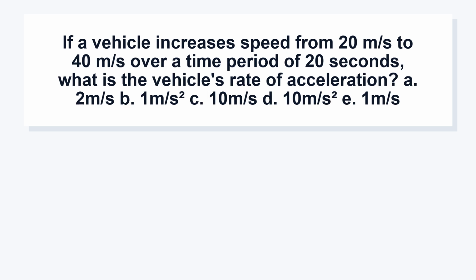If a vehicle increases speed from 20 mph to 40 mph over a time period of 20 seconds, what is the vehicle's rate of acceleration? A. 2 mph. B. 1 mph squared. C. 10 mph. D. 10 mph squared. E. 1 mph.